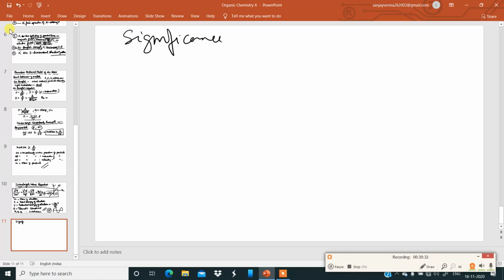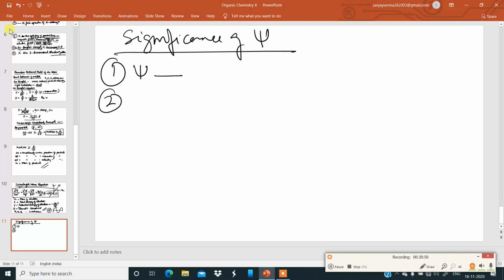Significance of psi. That is very, very important to understand. Now, number one, psi represents the amplitude of wave and describes how this amplitude varies with distance and direction. Okay, this represents what? Amplitude of wave. Psi represents amplitude of wave and describes how this amplitude varies with distance and direction. Now, the second significance is quite awkward. It does not have any physical significance.